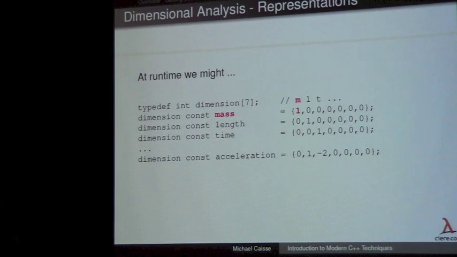what power we're going to have, right? So mass, length, time are simple, and acceleration then, of course, is length divided by s squared, or times s to the negative second power, right? So we have a way to describe this. This is great during runtime, not so helpful, though, during compile time.